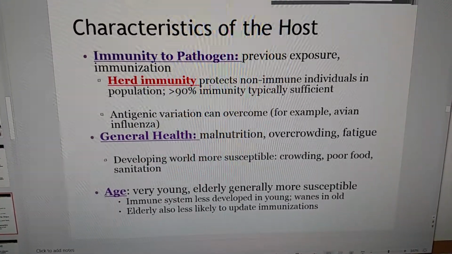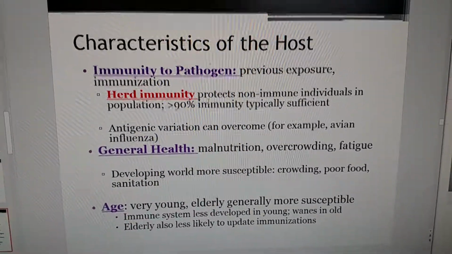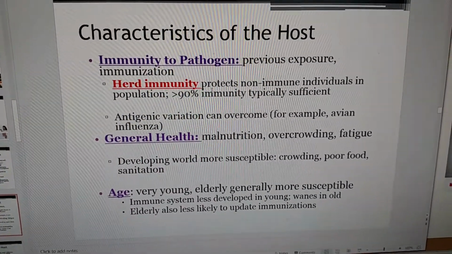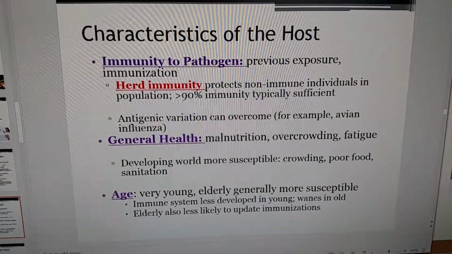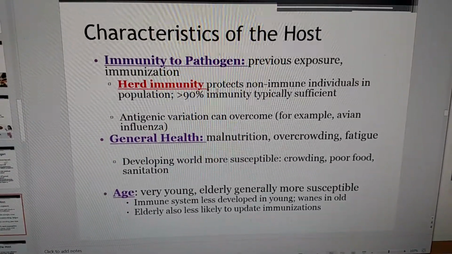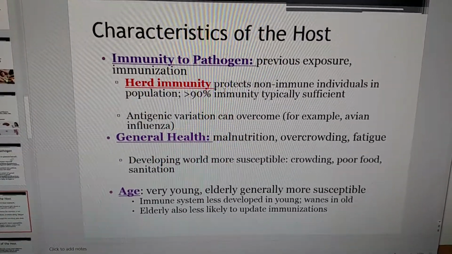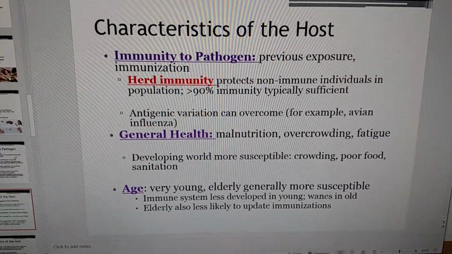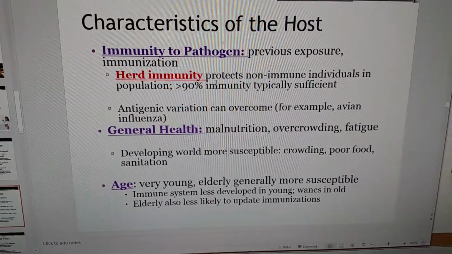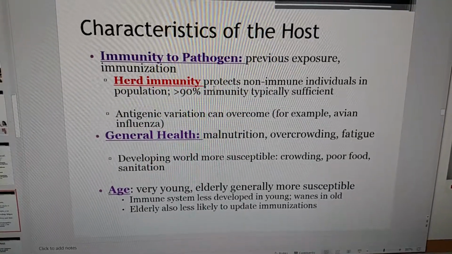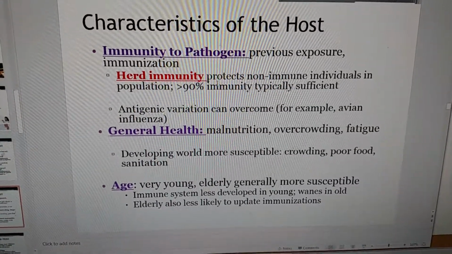What are the characteristics of the host? What's the immunity to the pathogen? Have you been exposed to it before? Are you immunized? Remember, herd immunity protects individuals who haven't come in contact because there are so few people that aren't protected, the disease can't spread. Typically with herd immunity, you're shooting for more than 90% of the population being protected.